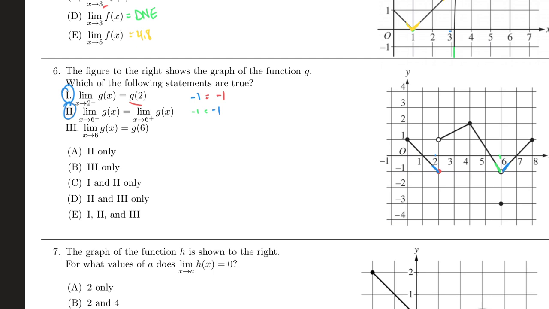And then the last one, the limit at 6 equals g of 6. Again, g of 6 is the exact value, is this dot down there. But the limit, if we just look around 6, is, well, we actually just saw it just above. If the two one-sided limits agree, then that's our full limit. The function value is -3, and those are not equal. So that one's wrong, which means 1 and 2 are correct.